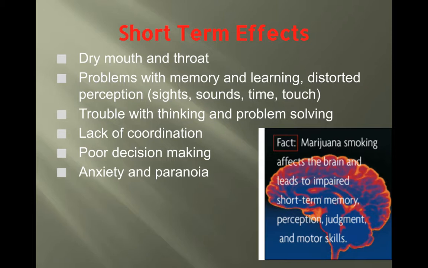Short-term effects, so when a person is using it in the short term, because they're smoking it, they get a dry mouth and throat. When they're high, it causes problems with their memory and their learning. It might distort their perceptions of their sight, sounds, time, and touch. They'll have problems with decision making and thinking, coordination problems, poor decision making, and some people get anxious and paranoid when they are high on marijuana.